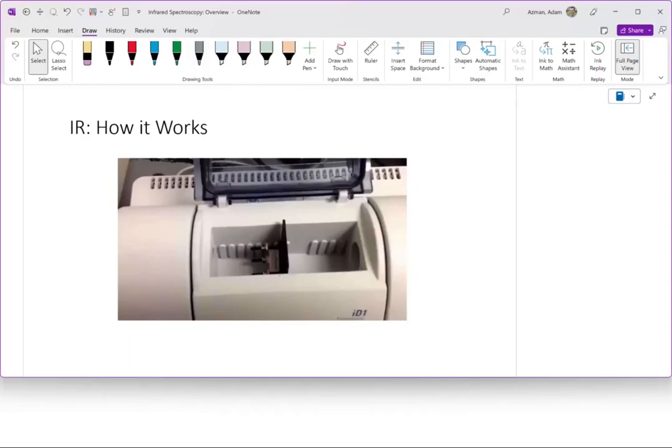In this video, we're going to learn about the overview of infrared spectroscopy.